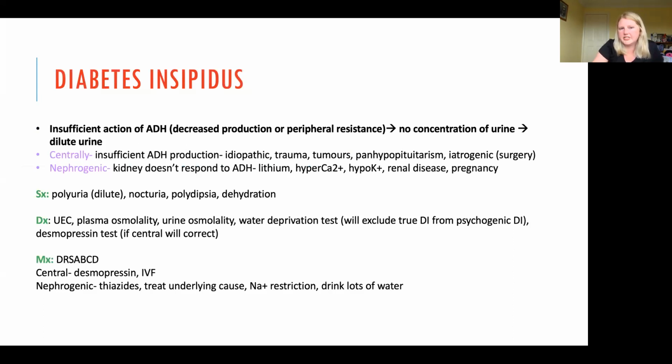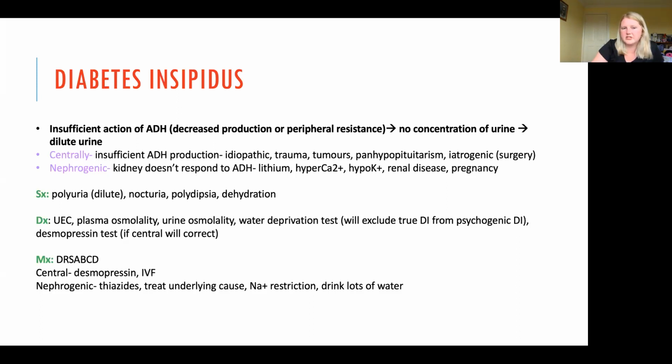Another rare condition is diabetes insipidus. So this is when we have ineffective action of the antidiuretic hormone, which means that we don't concentrate urine. And so we lose lots of dilute urine, so we lose lots of fluid, and so we get symptoms like polyuria, nocturia, and increased thirst to try and replace that.